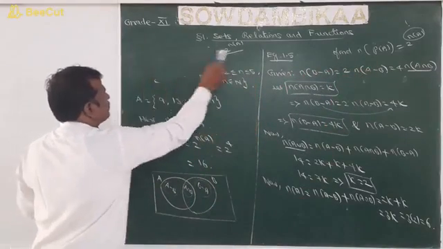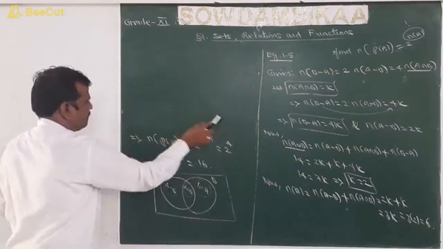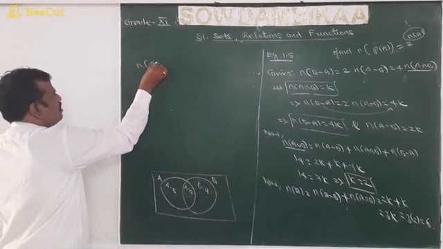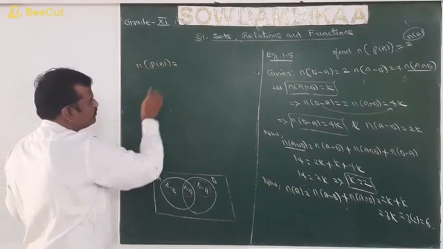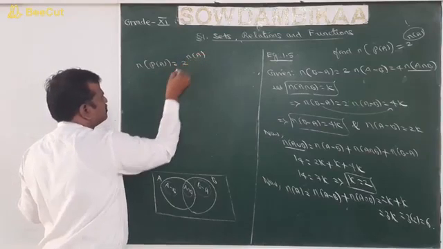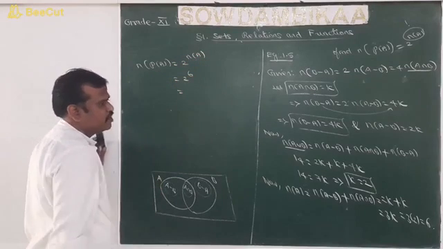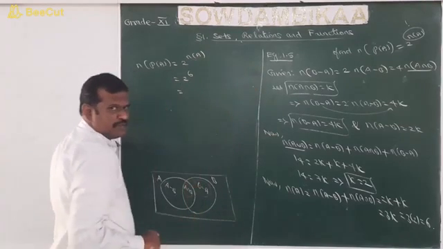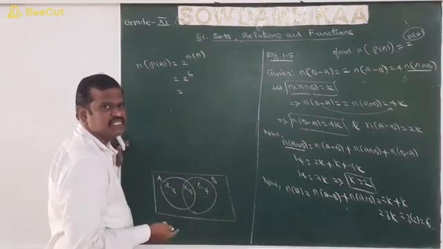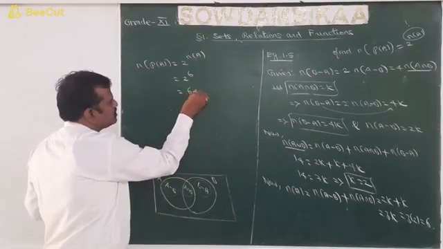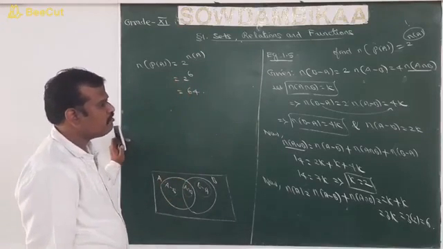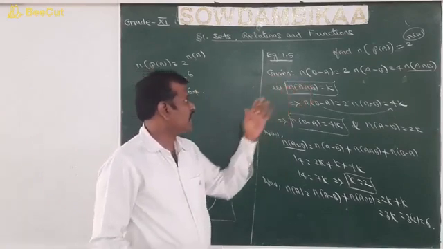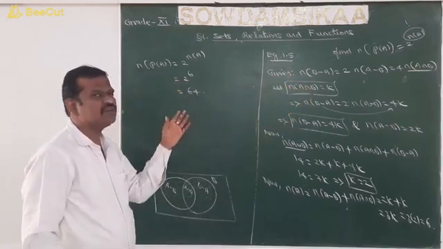That is n of P of A, which is equal to 2 power n of A, which is equal to 2 power 6. 2 power 6 means 2 into 2 into 2, 6 times we have to multiply. 2 2s are 4, 4 4s are 16, 16 4s are 64. Therefore, the number of subsets of capital A, that is n of P of A, is equal to 64.